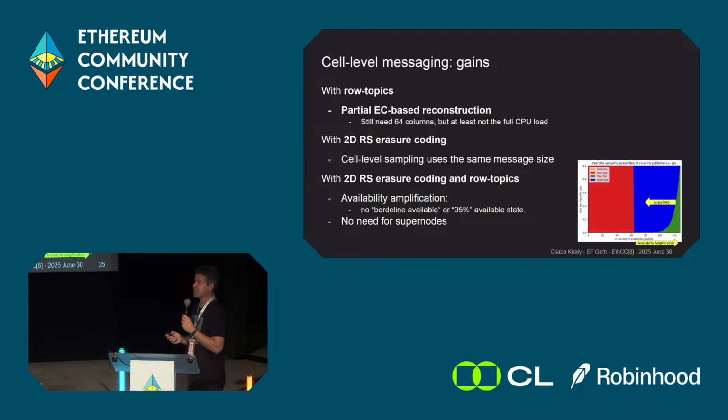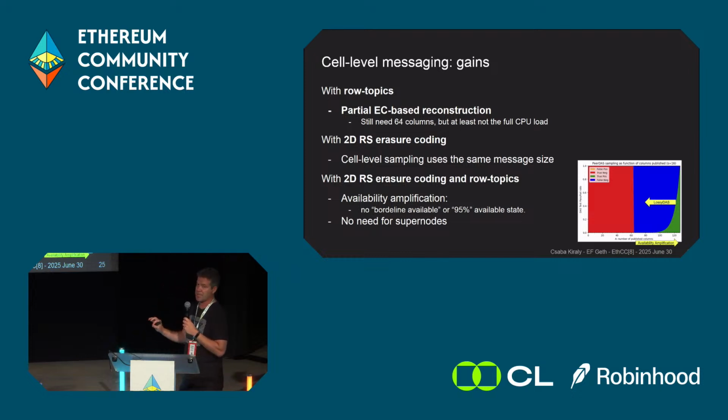Then cell-level messaging is also unlocking other things. So if we are also adding row topics, so that means that the CL is communicating not just sending columns, but also sending rows on that 2D structure, then we get a very nice property, which is we can also start reconstructing along the erasure coding that was done in the blobs.